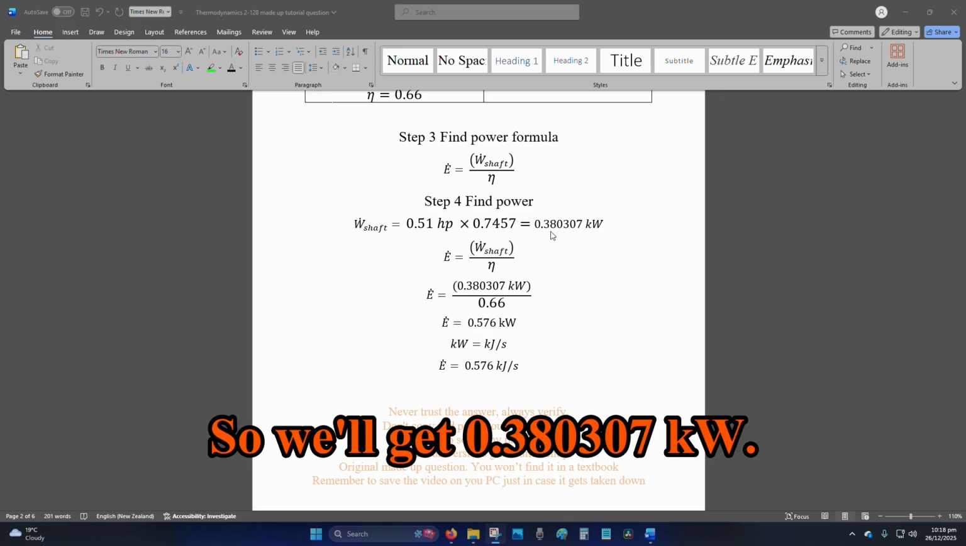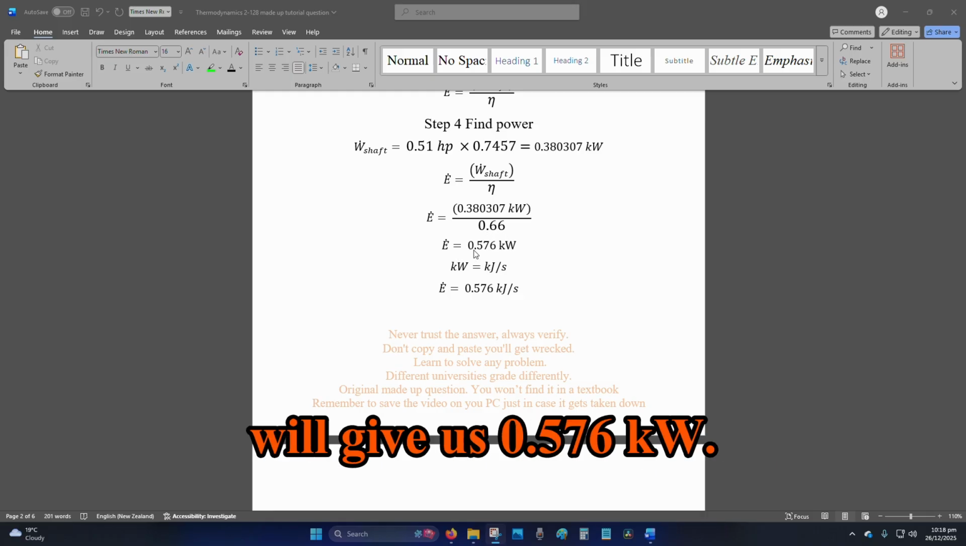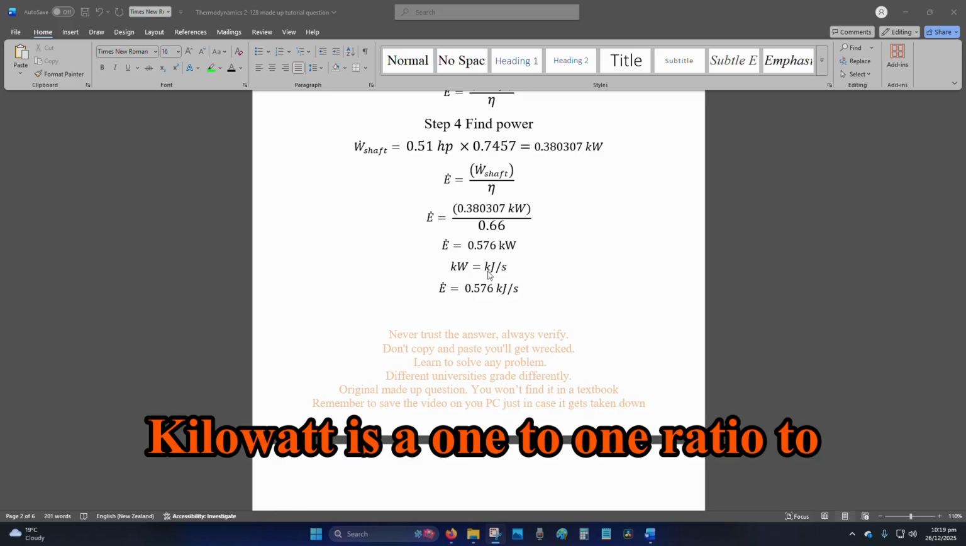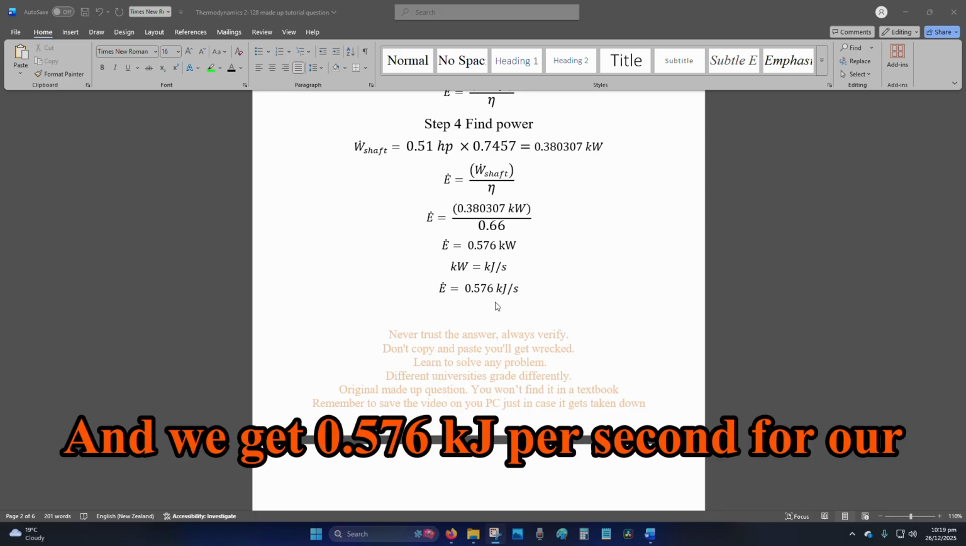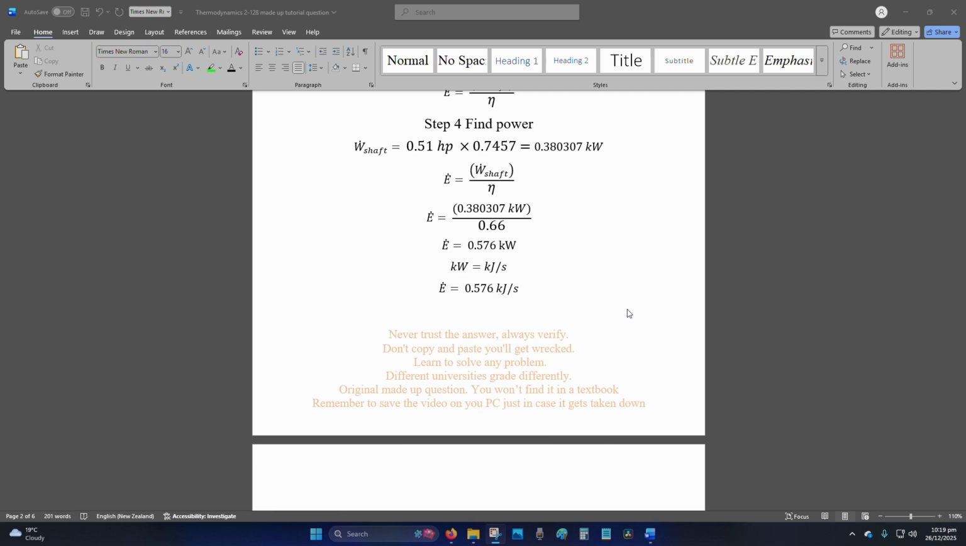So we'll get 0.380307 kilowatts. So this 0.380 kilowatts divided by 66% will give us 0.576 kilowatts. Kilowatt is a 1-to-1 ratio to kilojoules per second, and we get 0.576 kilojoules per second for our total energy added to the room.